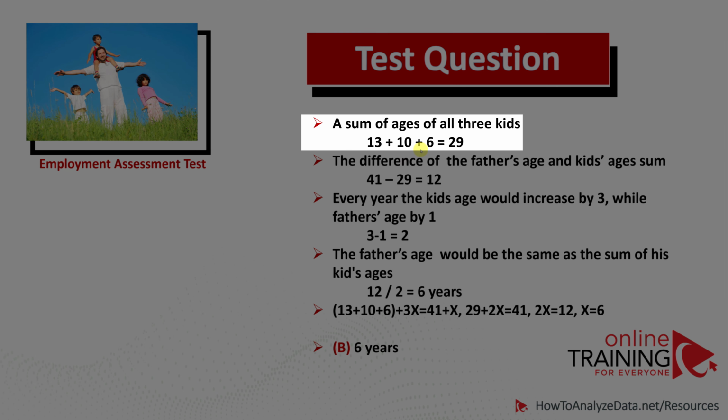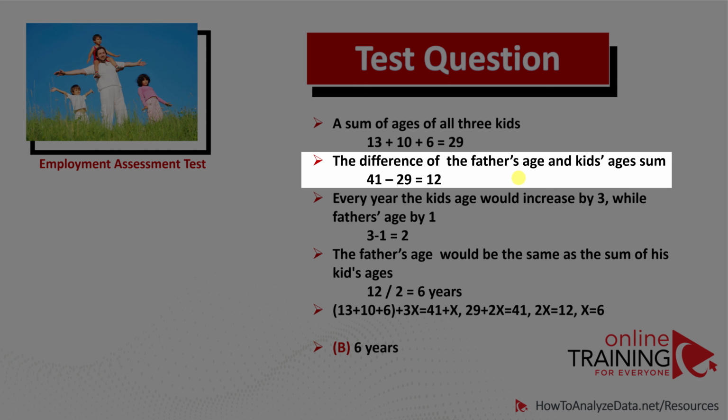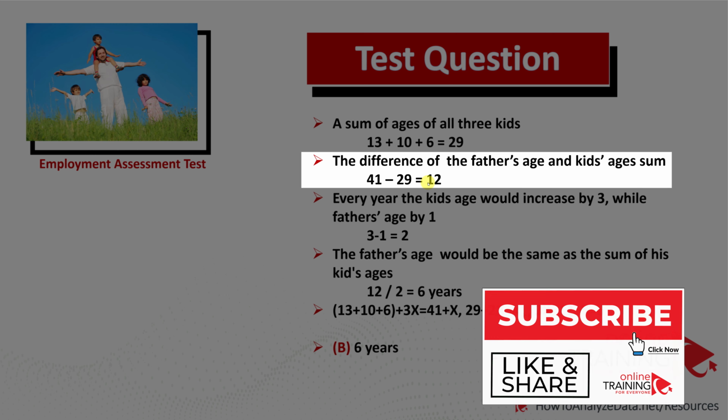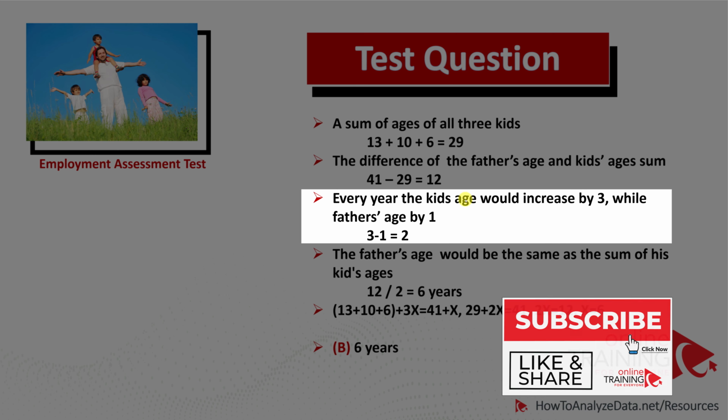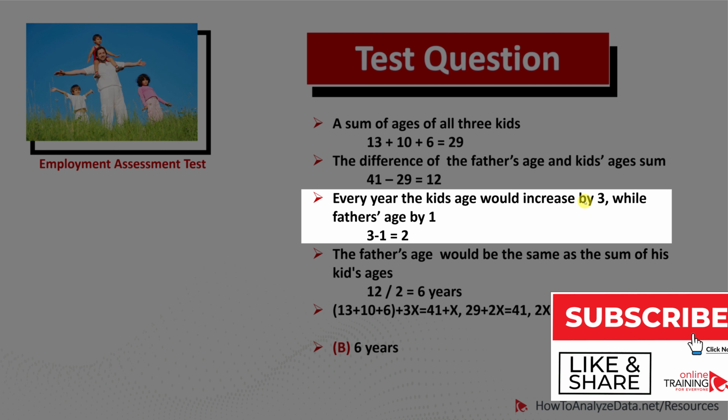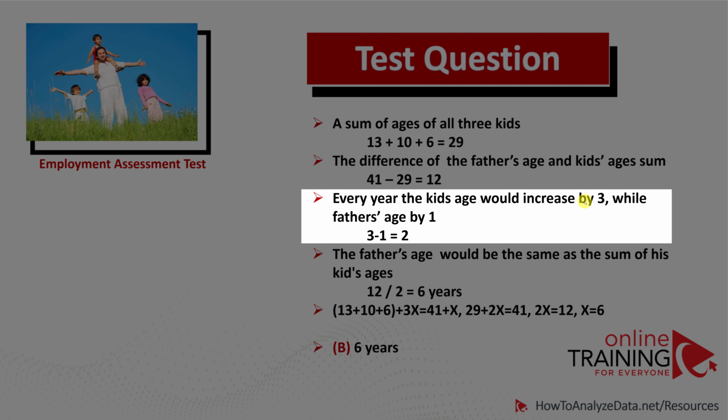13 plus 10 plus 6 is equal to 29. The difference between the father's age and the kids' ages sum is 41 minus 29 equals 12. Every year, the kids' ages would increase by 3 in total, while the father's age will increase by 1. So the difference is 3 minus 1, which is 2. 2 is the value by which the sum of the 3 kids' ages will be catching up to the father's age.